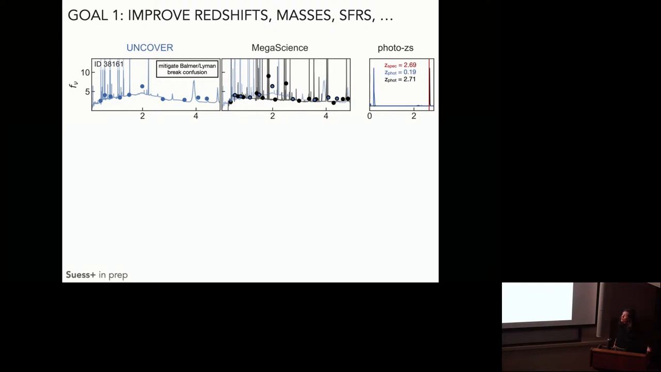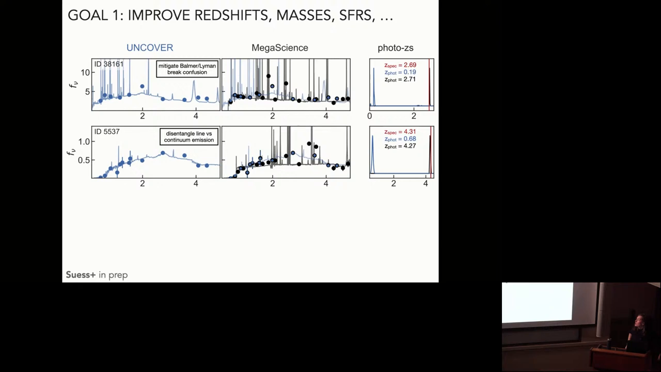And we're able to resolve that really well with MegaScience, in particular because there are so many strong emission lines in the rest-frame optical that if you have a dozen medium band filters, you're almost always going to get at least one strong line in a medium band, and you're going to be able to really pin down the redshift. We can also disentangle line versus continuum emission.